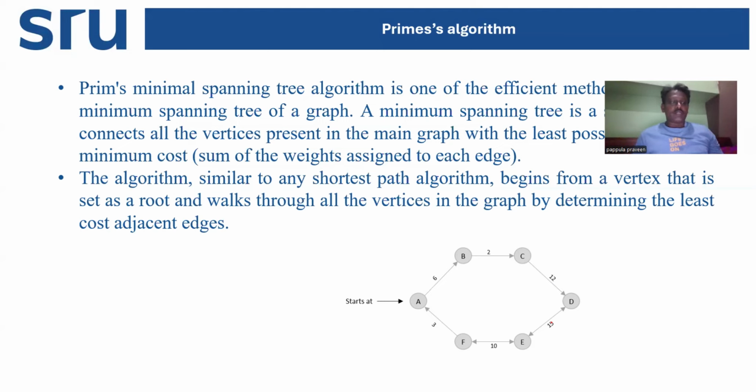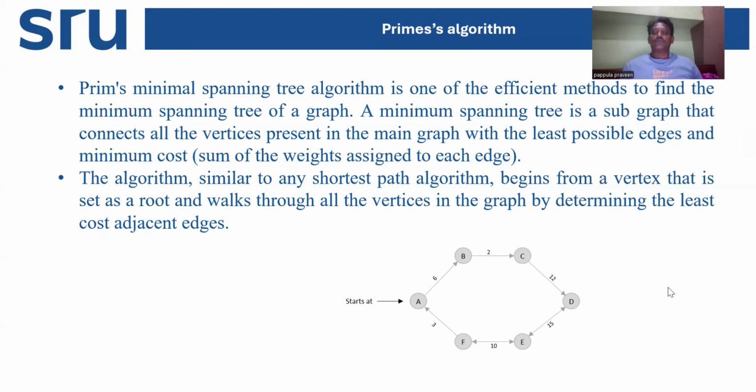The first one is Prim's algorithm. Prim's is a minimum spanning tree algorithm. It is one of the efficient methods to find the minimum spanning tree of a graph. A minimum spanning tree is a subgraph that connects all the vertices present in the main graph with the least possible edges and minimum cost, that is, the sum of the weights assigned to each edge.